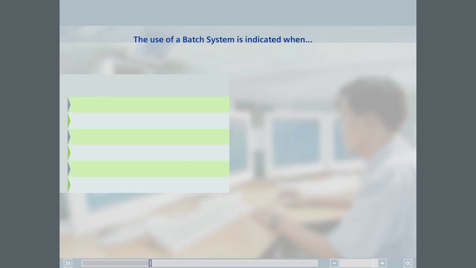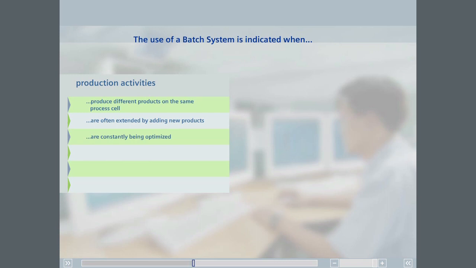The use of a batch system is indicated when the same set of batch equipment is used to produce many products. When production activities are often extended by adding new products or replacing old products. When production activities are frequently being optimized. When production activities and all the variables influencing the product need to be logged. When it is necessary for operating personnel to be able to create or modify production activities. When it is necessary to be able to dynamically allocate equipment to a batch. The more criteria met, the more likely that a batch system will be the best choice.